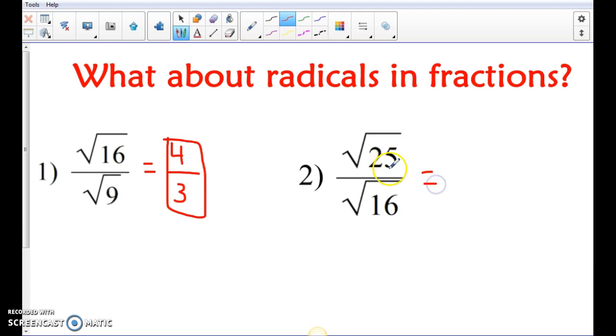Number 2 is very similar. Again, we have a perfect square on top, square root of 25, that would be 5, and the square root of 16 on the bottom, which would just be 4. Again, nothing to simplify there, it's just 5/4, and we could check on the calculator if we wanted to, just to be sure that we are right.